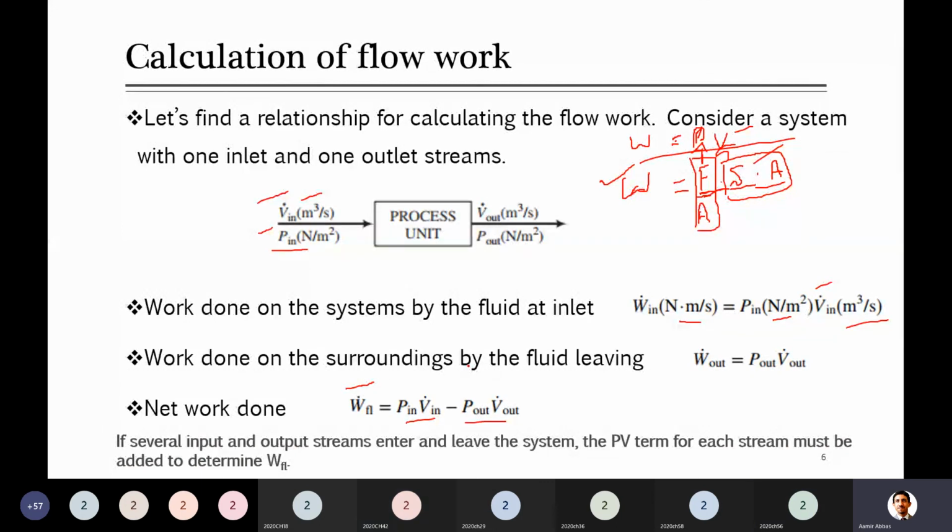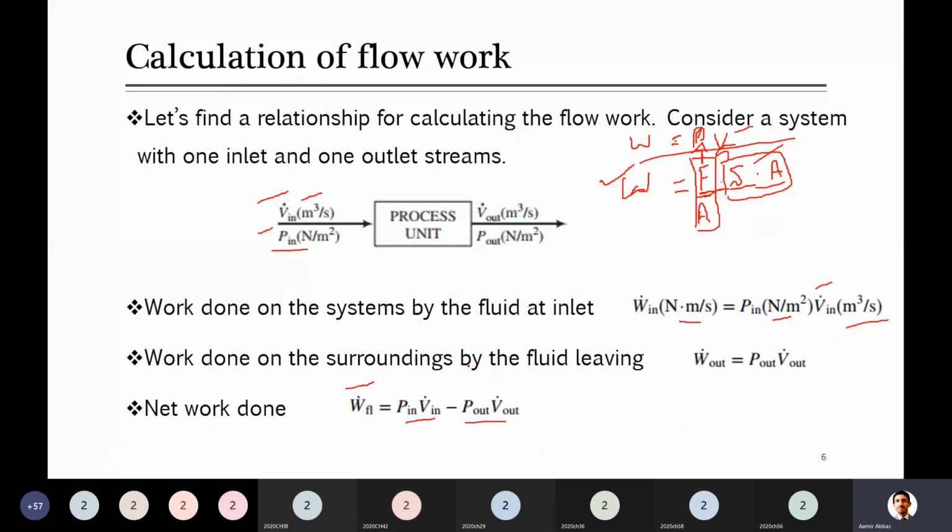Yes sir. Any question regarding this? Sir, among these, guys, which one will be flow work? Yeah, this is simply flow work. This is all flow work.